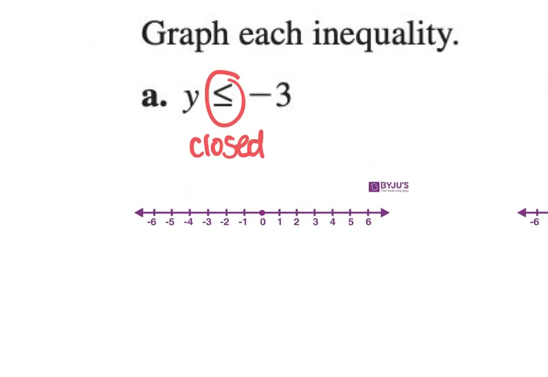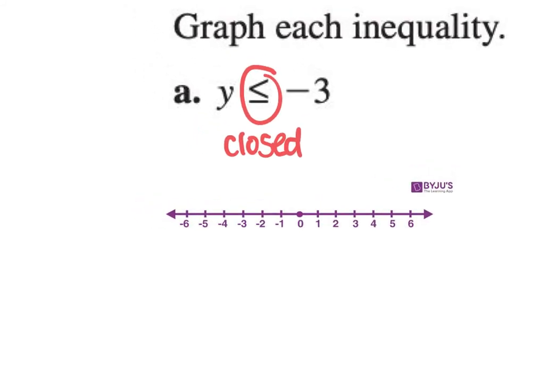So Y, whatever Y could possibly be, is going to be represented by the shaded region in our number line, okay? So Y is less than or equal to negative 3. Put a dot at negative 3 and make it a closed dot, so shade it all the way in. And now we want to figure out what values are less than negative 3.